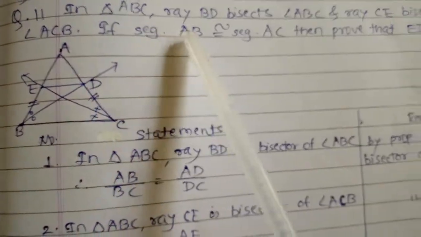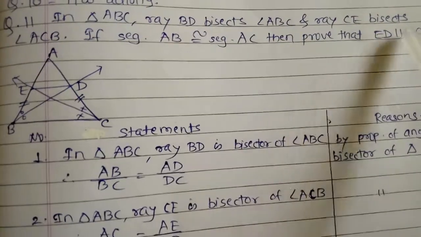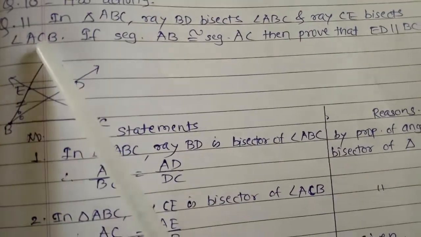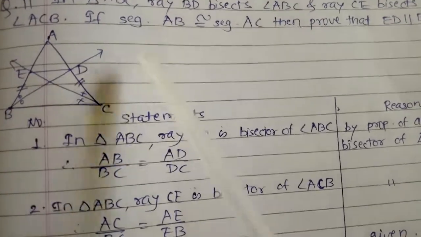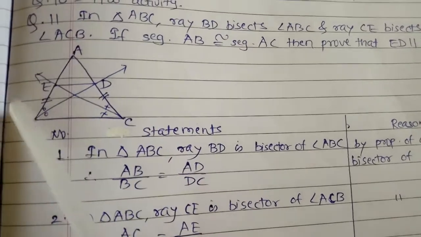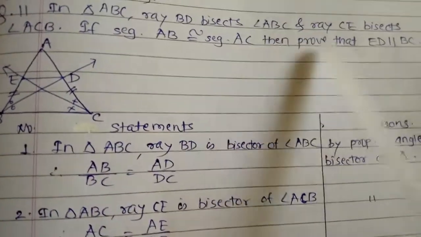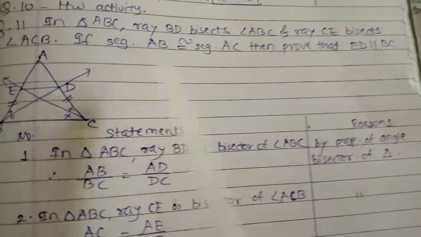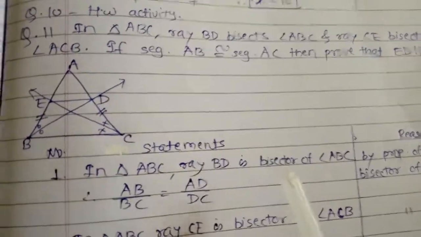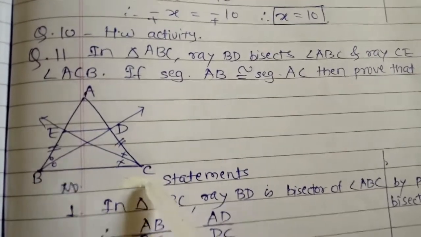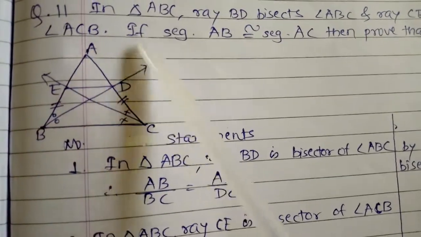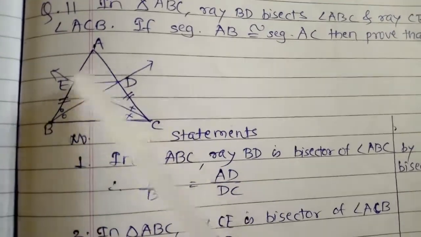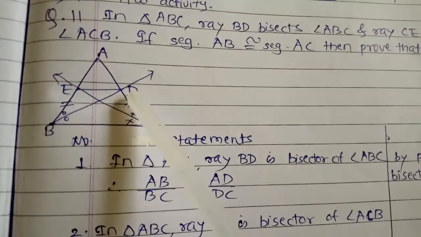In triangle ABC, ray BD bisects angle ABC, and ray CE bisects angle ACB. Segments AB and AC are congruent. Then you have to prove that DE is parallel to BC. You know that DE and BC will be parallel if these ratios are the same, that is AE upon BE is equal to AD upon DC. If these two ratios are the same, then we can say that DE is parallel to BC. Now we're going to solve it.